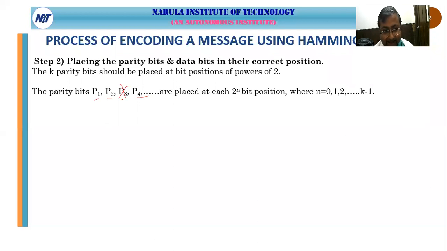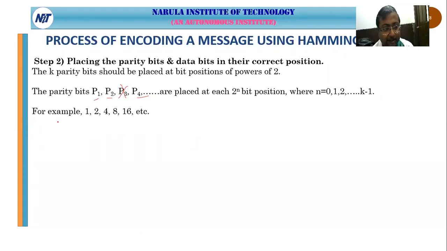Then, sir, next will be P8, right? Yes, the next parity bit should be P8. And after that P16, P32 and so on. Exactly, depending upon the message bits. How many message bits are there?